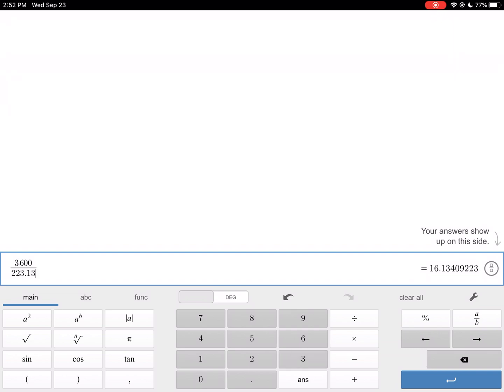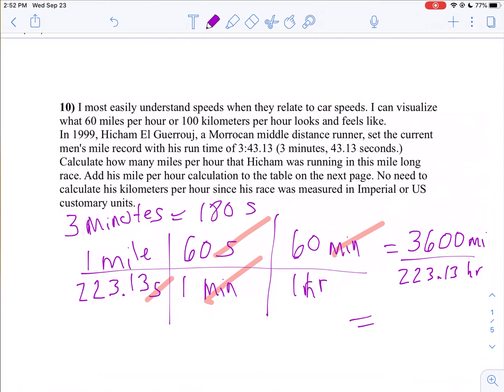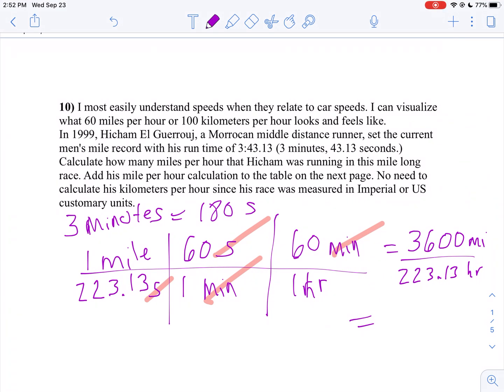Now you get this big long decimal. Let's talk about that. Don't give me all those decimals. It doesn't make sense. You can't measure that accurately anyway. So probably 16.13, does that sound about right? Okay. I don't tell you what to round it to, so you get to decide. So 16.13 miles per hour.